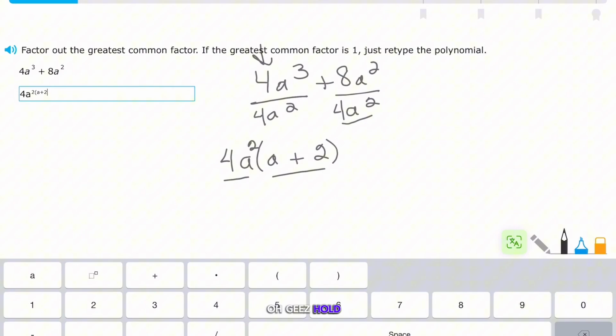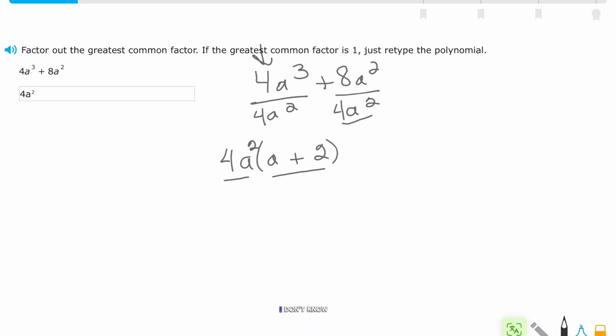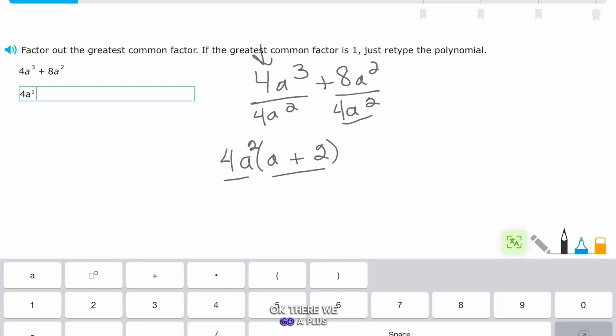Oh, geez. Hold on. How do I move? I don't know how to move that down. Okay, there we go. A plus 2. Okay.